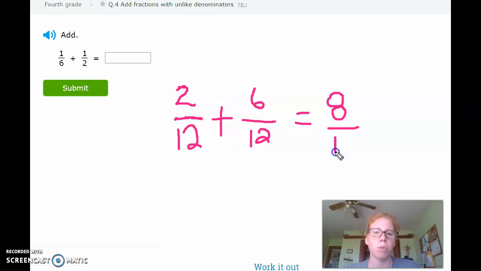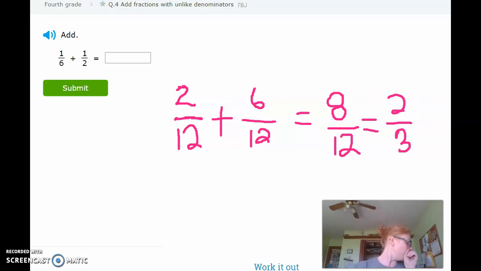8 over 12. And once again, you could reduce this to the greatest common factor. And it looks like that will be 4 again. 4 goes into 8 2 times, and 4 goes into 12 3 times. So this would be reduced into 2/3. Let me rewrite that. So the answer is 8/12 or 2/3.